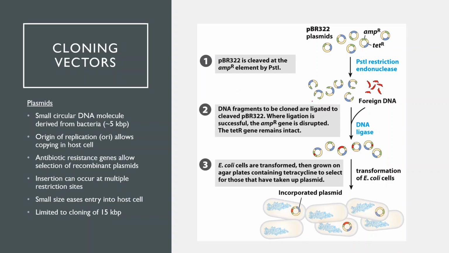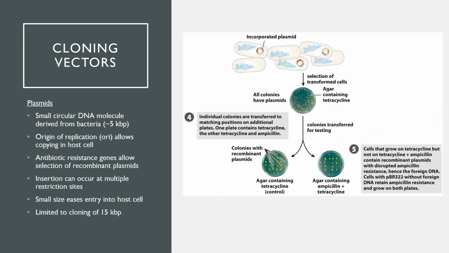Also, your ligation step will not be 100%. So when you mix your plasmid and your target DNA together, some of the plasmids will take up the target DNA, some won't. And so you'll end up with a mixture of cells, some that have the plasmid you want, some will have the plasmid without the insert, which would defeat the whole purpose, and then some will have no plasmid at all. And this is where the antibiotic resistance genes come in.